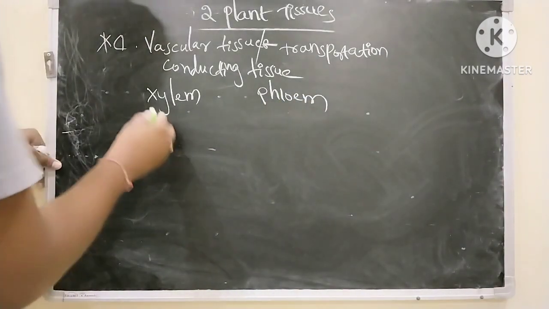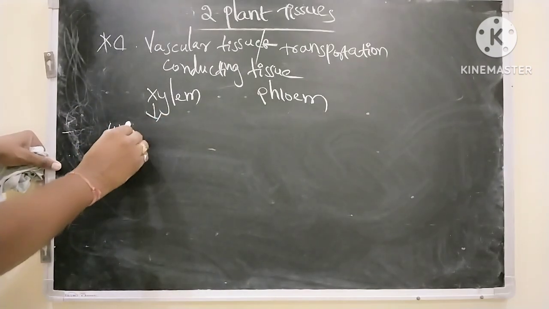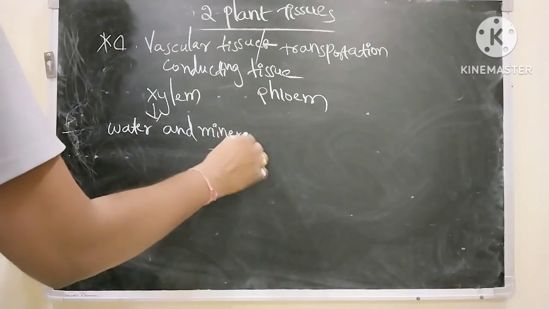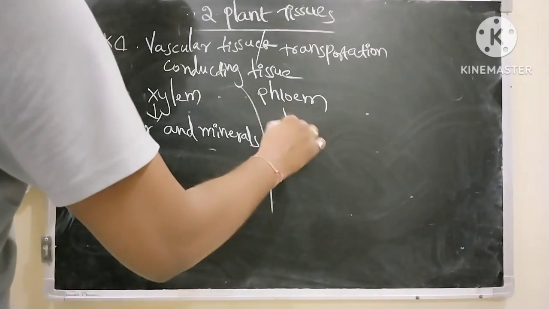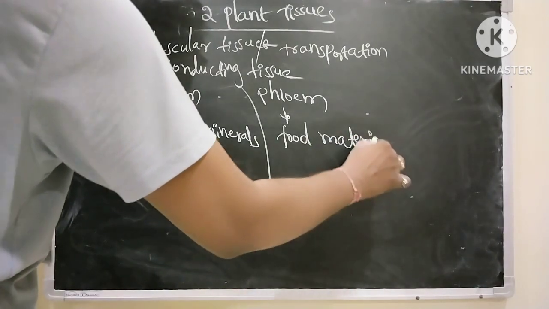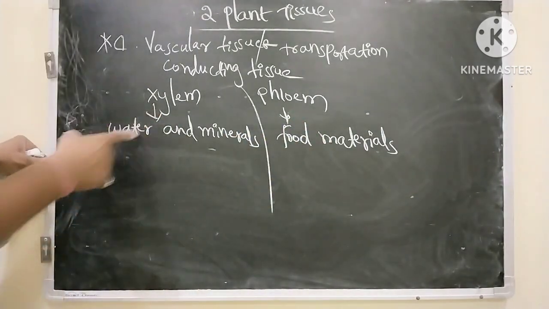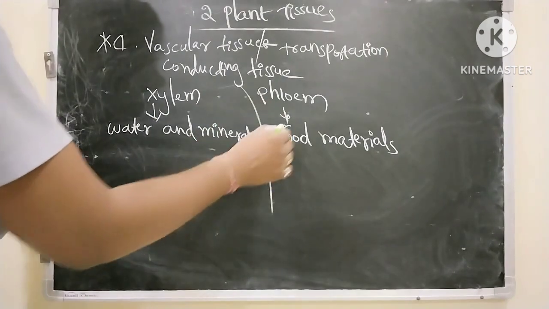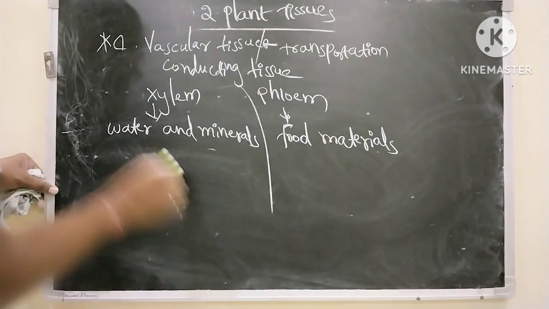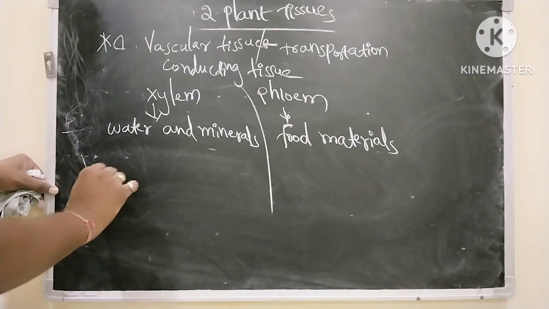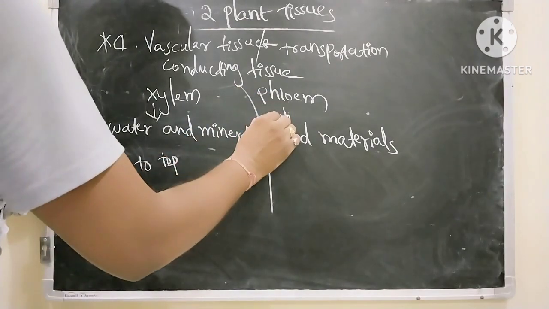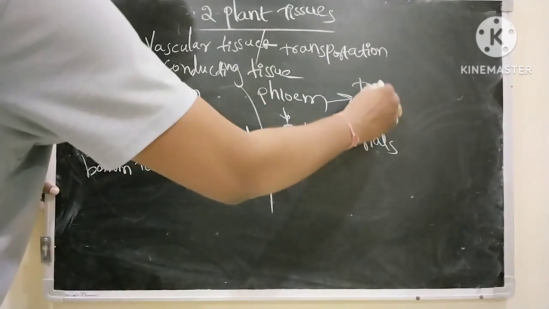Xylem helps in the conduction of water and minerals through the plant body, and phloem helps in the distribution of food materials. Actually, in plants, water has to go from bottom to top, right? Whereas in phloem, the food has to go from top to bottom.